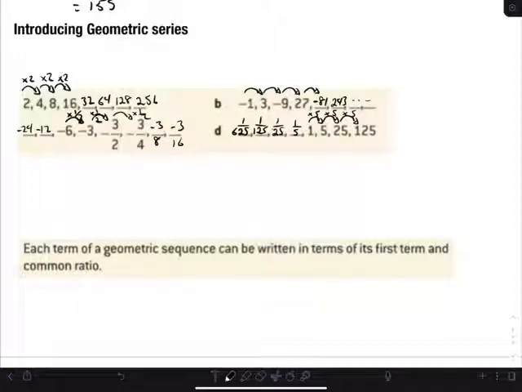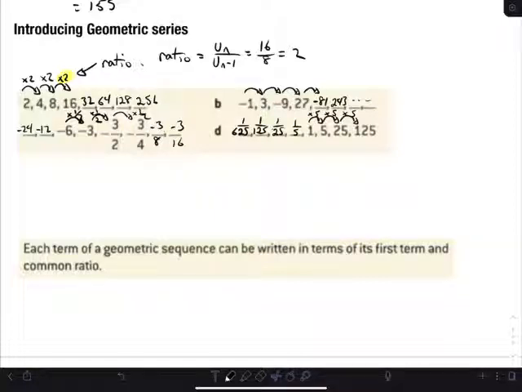So each term of a geometric sequence can be written in terms of its first term and common ratio. With arithmetic, you had a common difference because you take the difference between any 2 consecutive terms. Here you get the multiplier, that's your ratio. So your ratio would be the term divided by the term before that. So for example, in this one, it'd be 16 divided by 8, which is equal to 2. And that always is going to be the same for any two consecutive terms.